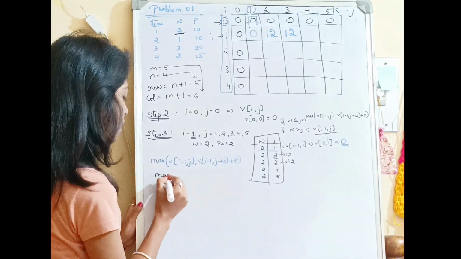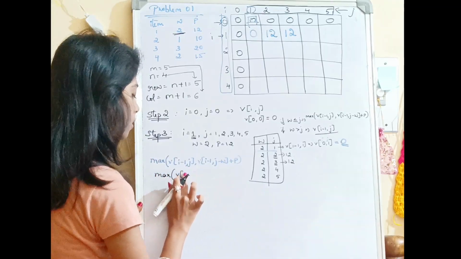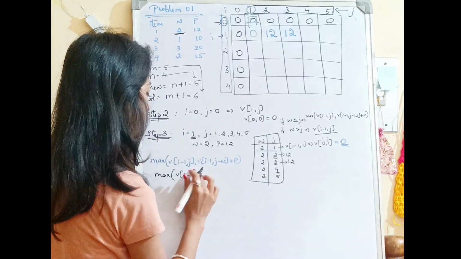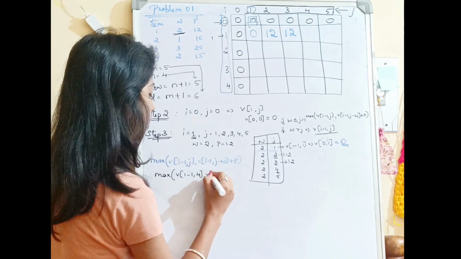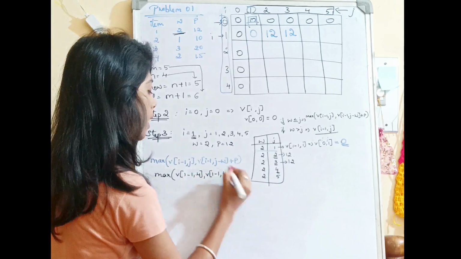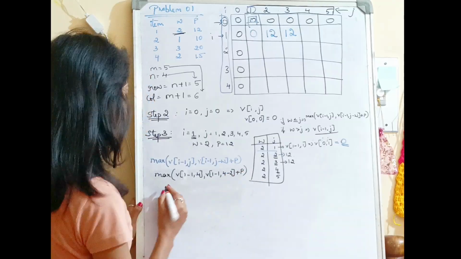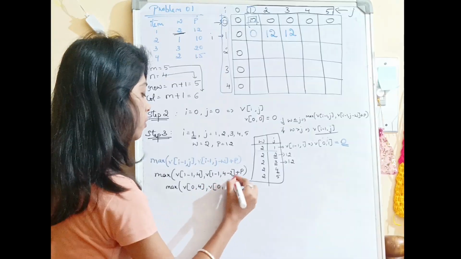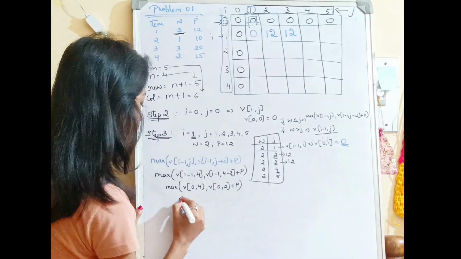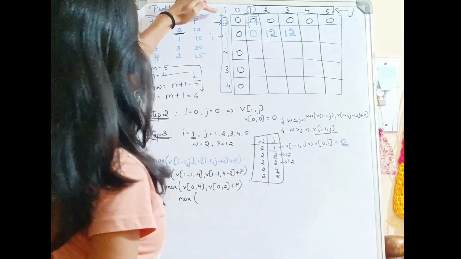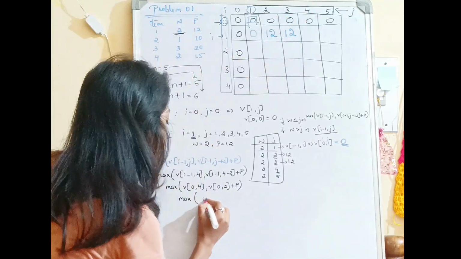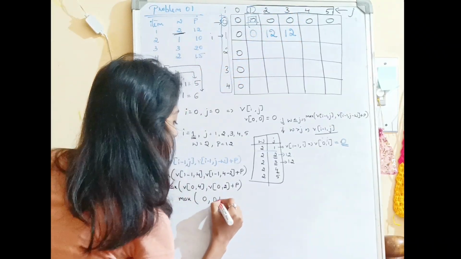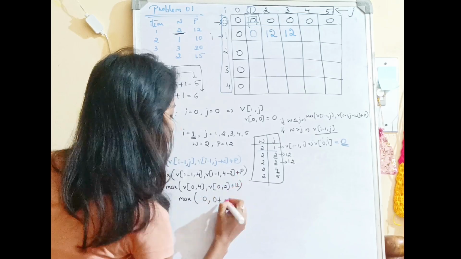So again the same formula: maximum of v of i minus 1, comma, j is 4, comma, v of i minus 1, comma, 4 minus 2 plus p, maximum of v of 0, comma 4, comma, v of 0, comma 4 minus 2 is 2, plus p. Maximum of 0, comma 4 is 0; 0, comma 2 is 0, plus p, which is 12.